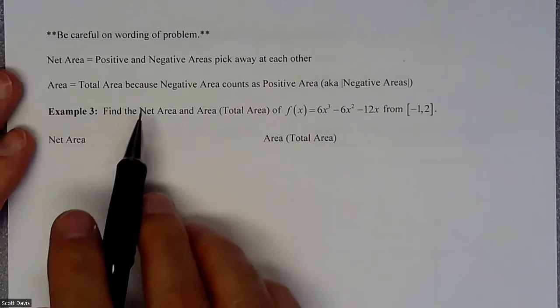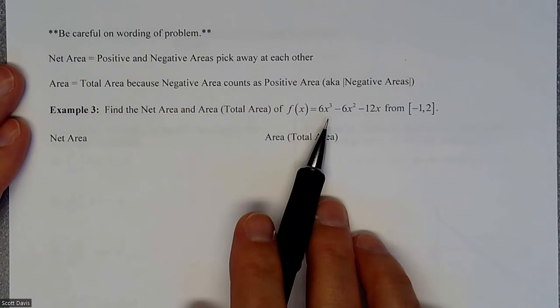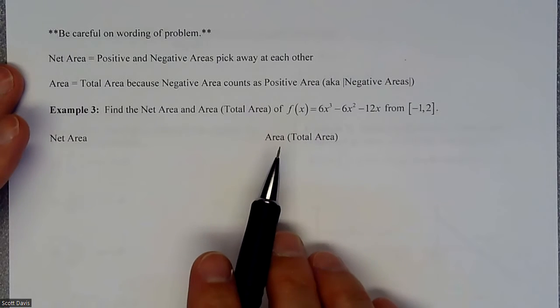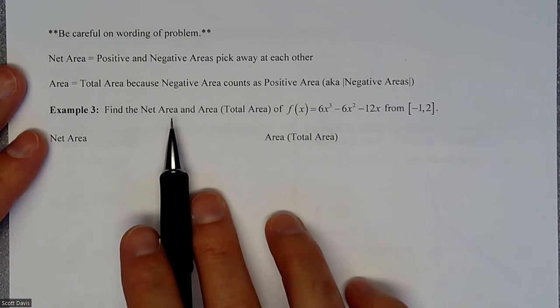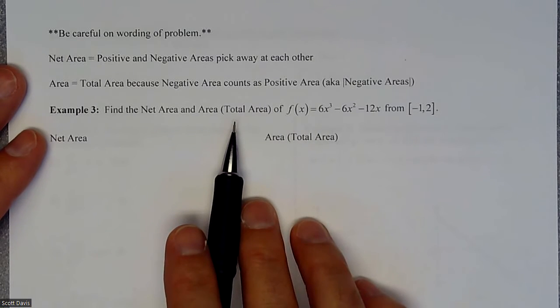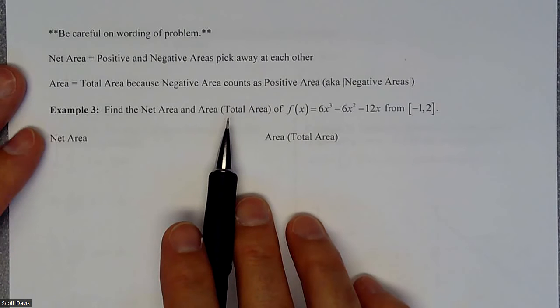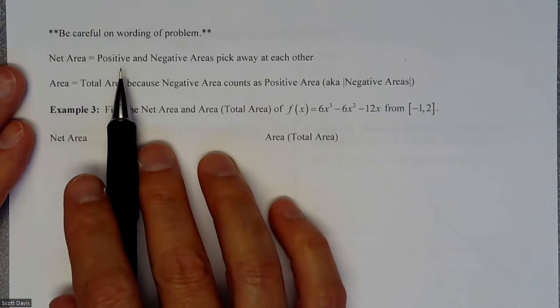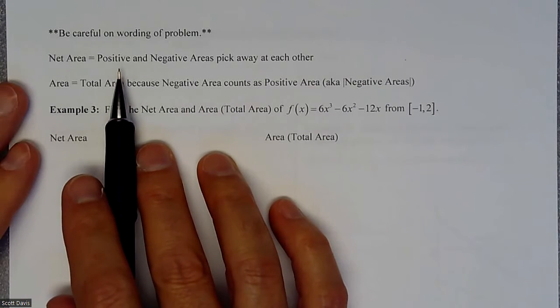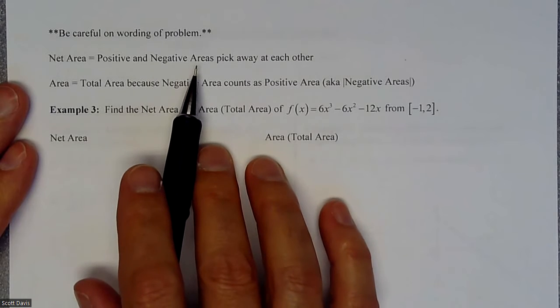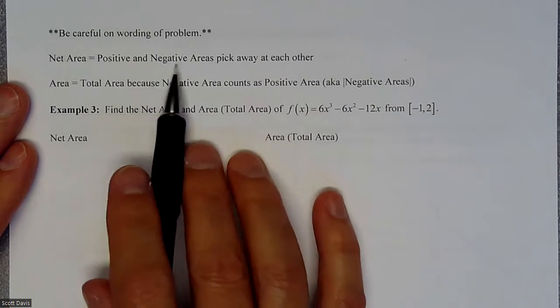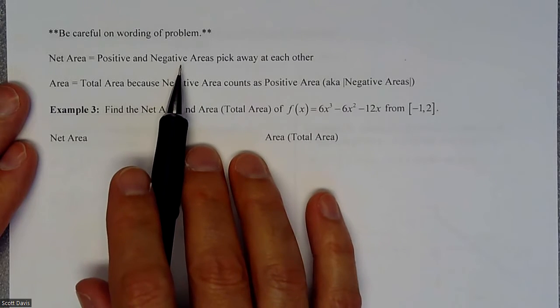In this example, we are going to do two different kinds of things. They feel like they're asking the same question where we're looking to find the net area and the total area, or area, but they definitely are different. So a net area is going to have, if you have positive areas that count as positive areas and negative areas count as negative areas. And so they kind of may counter each other.